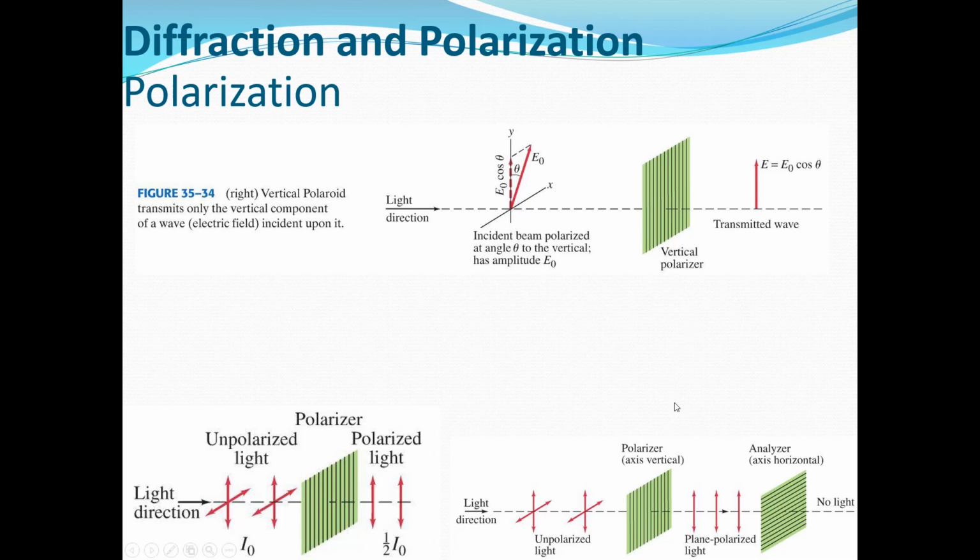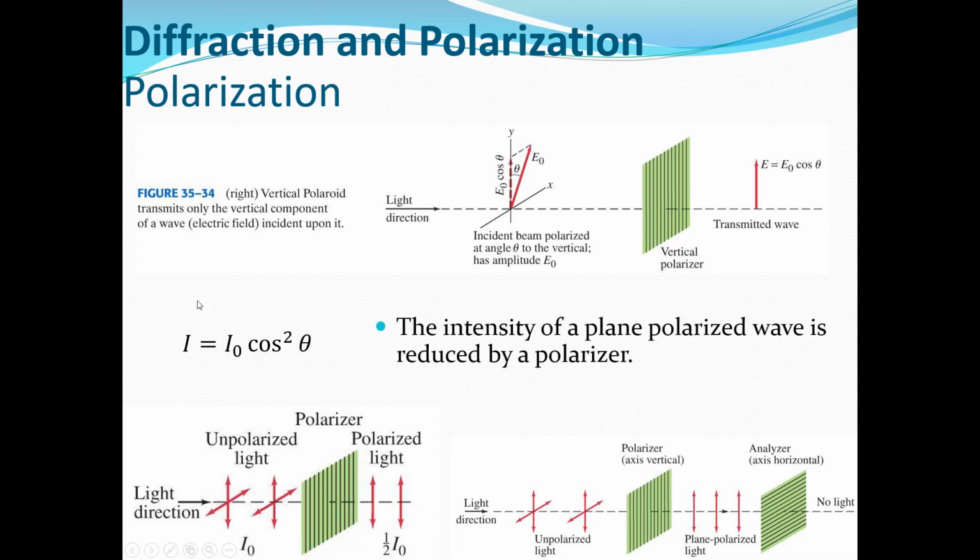So this is just another example: when we combine a vertical polarizer with a horizontal polarizer, we end up getting no light. It essentially cancels out all the light going through it. We have an equation here that tells us about the intensity based off of the angle of the polarizer.